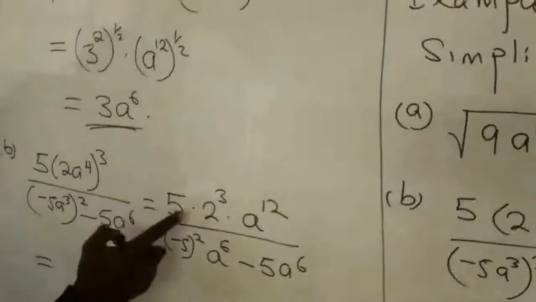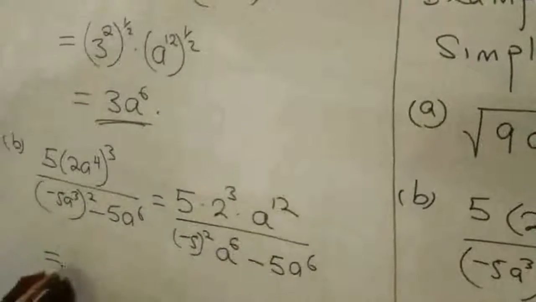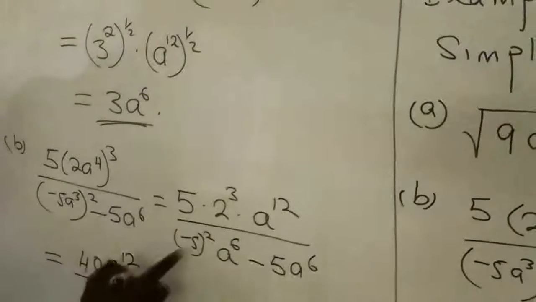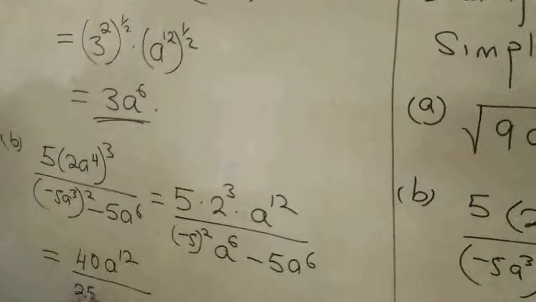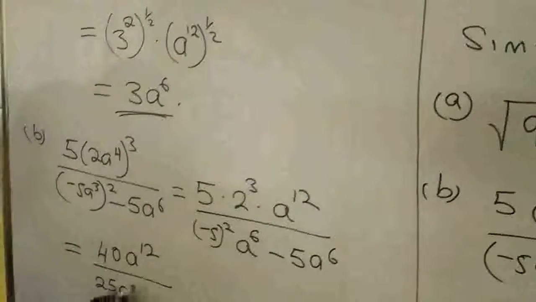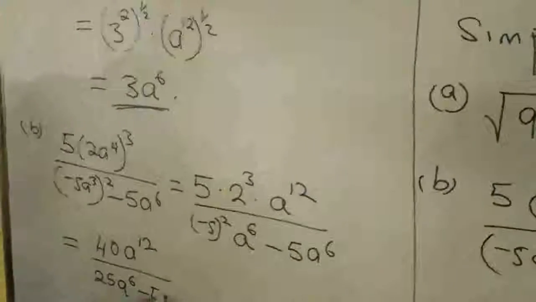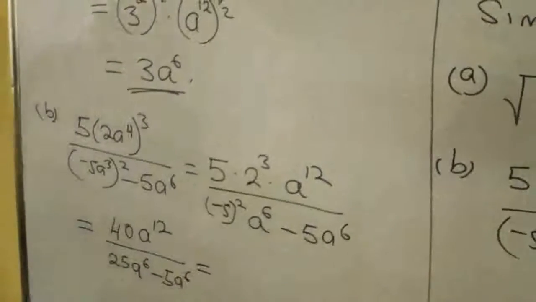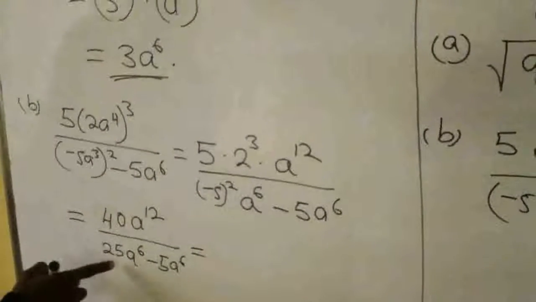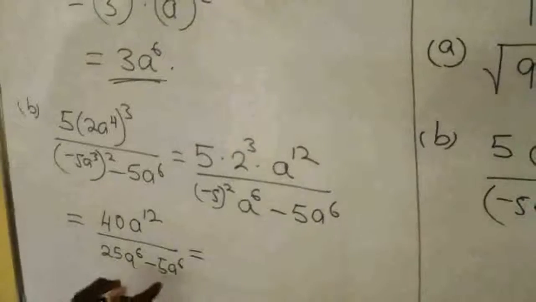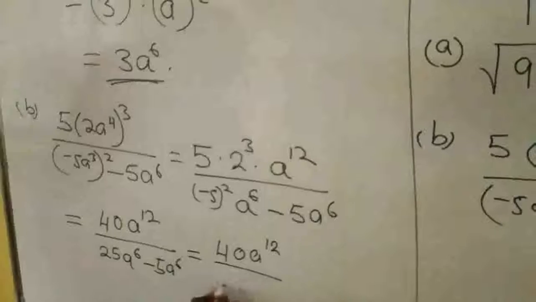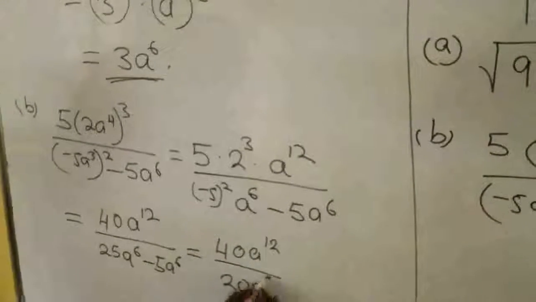So this is going to be 5 times 2 power 3, which is 8, so it will be 40a power 12, divided by 25. Negative 5 squared becomes positive 25, a power 6 minus 5a power 6. Now when you look at the denominator, you can subtract, and 25 minus 5 gives us 20. So that is 40a power 12 divided by 20a power 6.